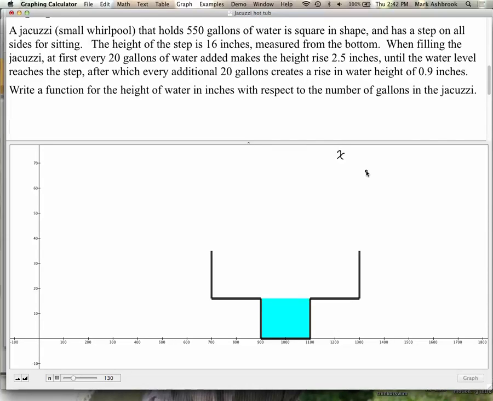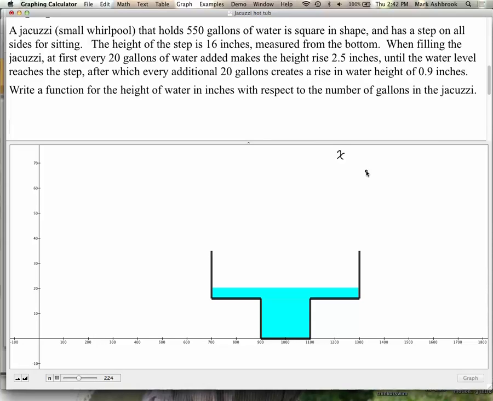Did anyone start by writing down the quantities involved? What the key quantities are? So, Tori, what'd you say? I said for every 20 gallons it goes up 2.5 inches for the first part. So I think you were hearing what I said. You're hearing that, but did you ever write down any numbers? What quantities?